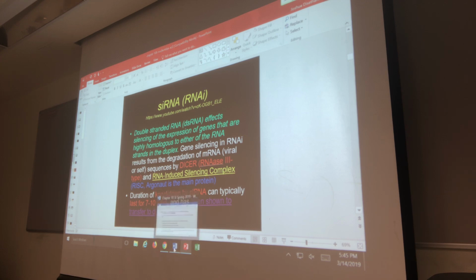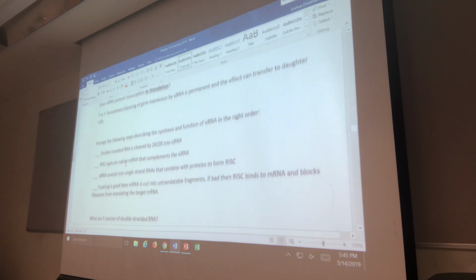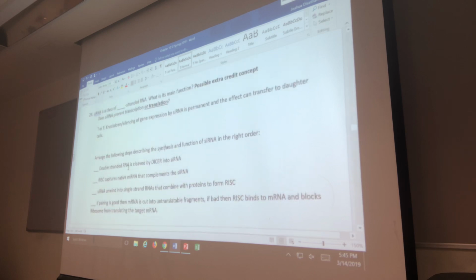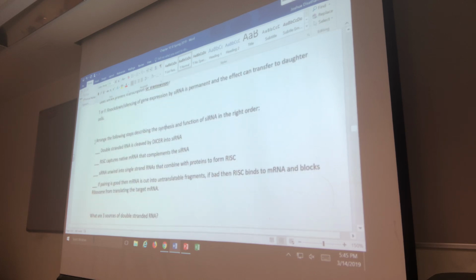Okay, so now we get to the mechanism. Like I said, you do need to know the mechanism for the exam, and at best, it could be your extra credit question. So arrange the following steps describing the synthesis and function of siRNA in the right order. We went over this last time. Does anyone remember these 4 steps here?